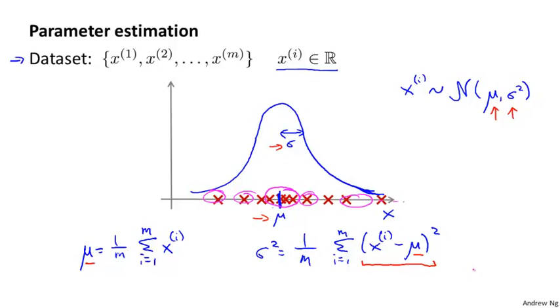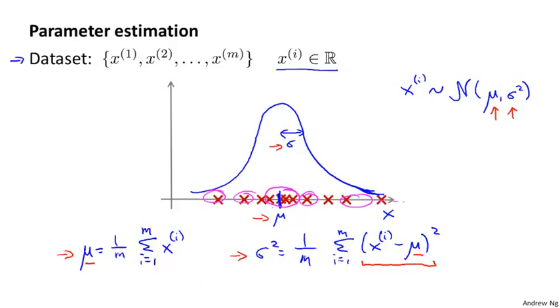And as a side comment, only for those of you that are experts in statistics, if you've heard of maximum likelihood estimation, then these estimates are actually the maximum likelihood estimates of the parameters mu and sigma squared. But if you haven't heard of that before, don't worry about it. All you need to know is that these are the two standard formulas for how you try to figure out what are mu and sigma squared given the data set.